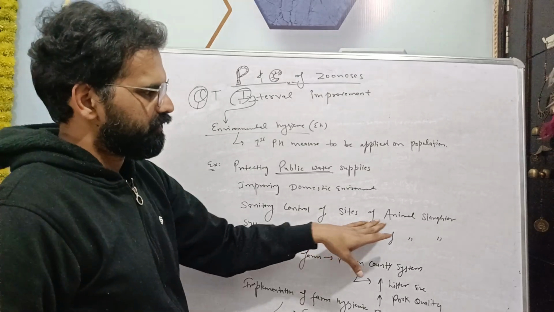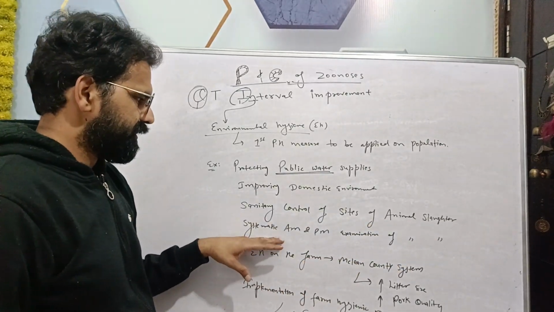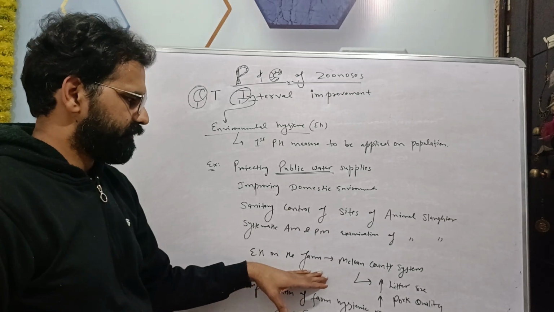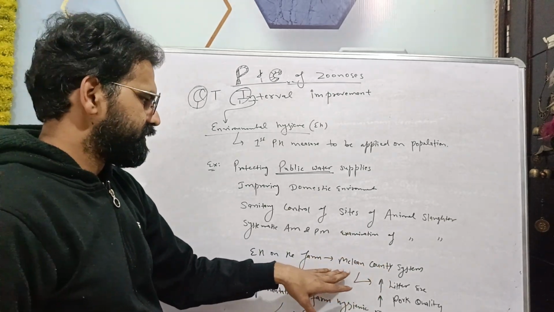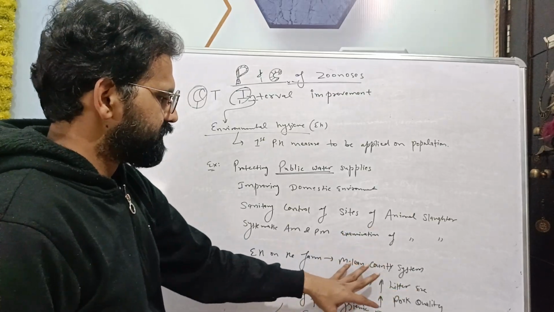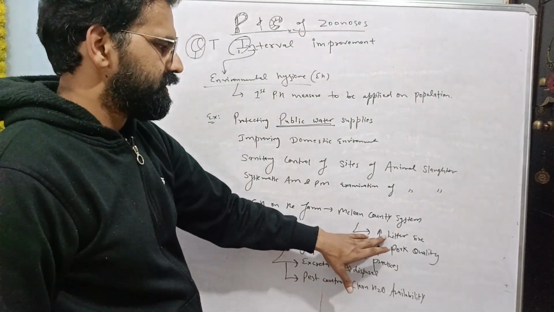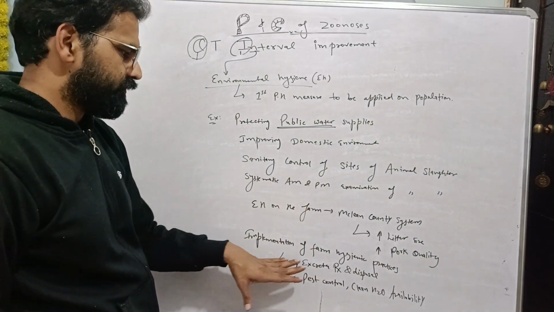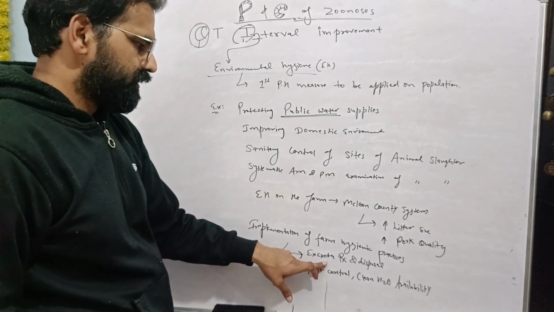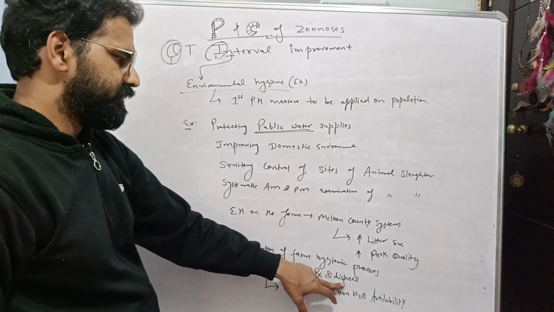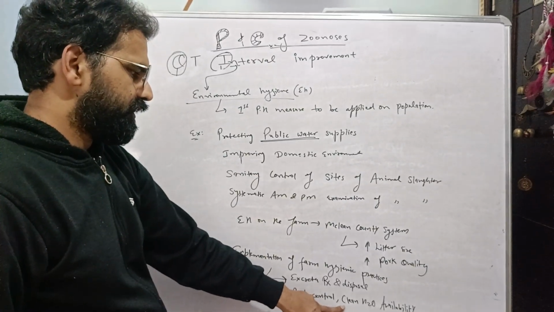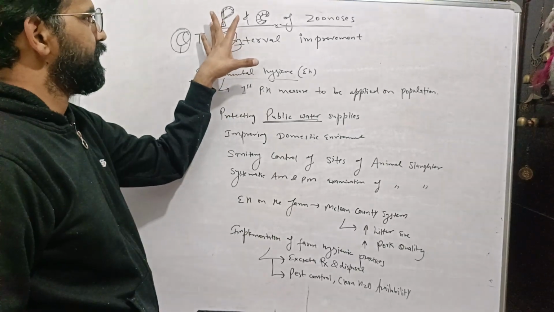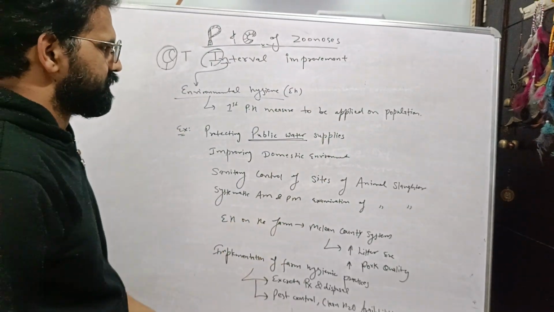Sanitary control of the sites of animal slaughter. Then systematic ante-mortem and post-mortem examination of slaughtered animals. And environmental health on the farm. There is one system for pig production, that is the McLean County system. Following this system of swine production, we can increase litter size and improve pork quality. Then implement farm hygiene practices like proper excreta treatment and disposal, pest control, and availability of clean water. So with these environmental hygiene measures we can prevent and control zoonotic diseases.